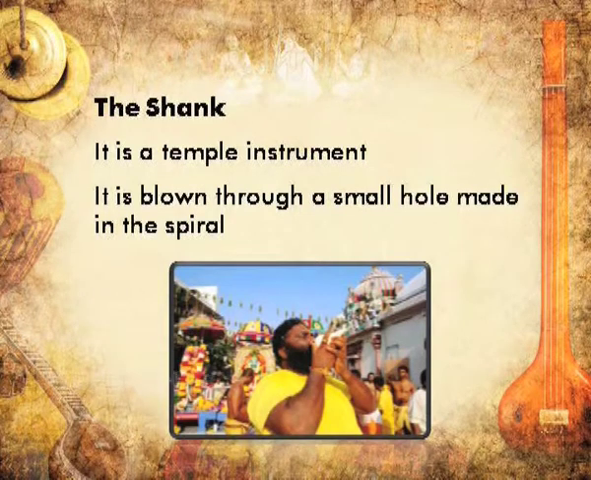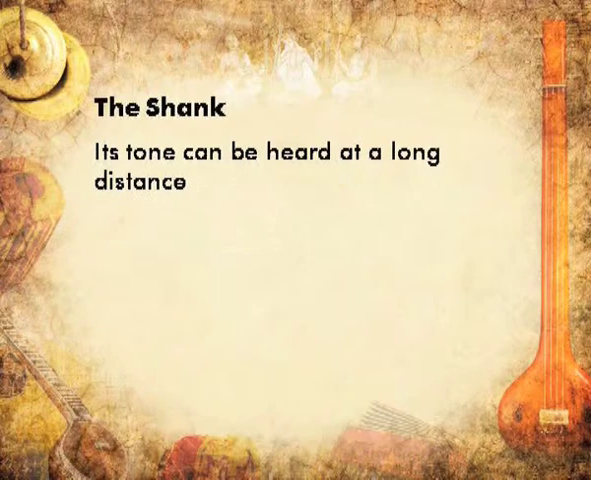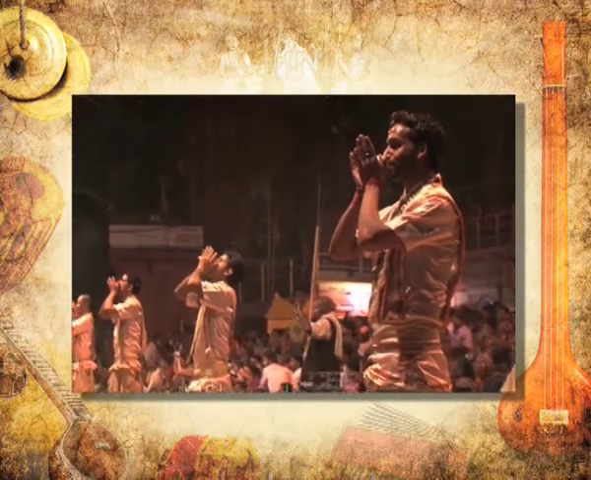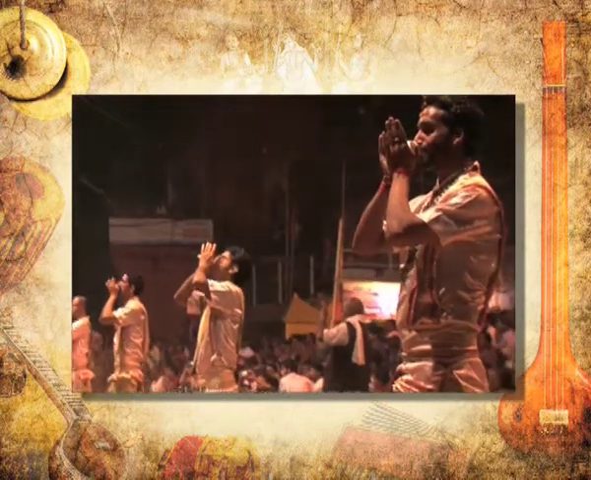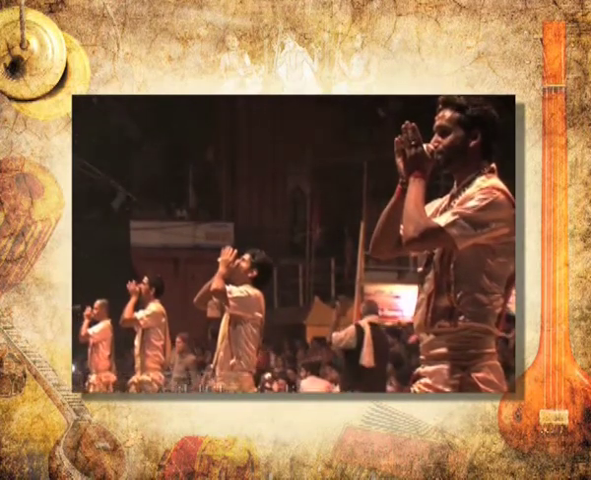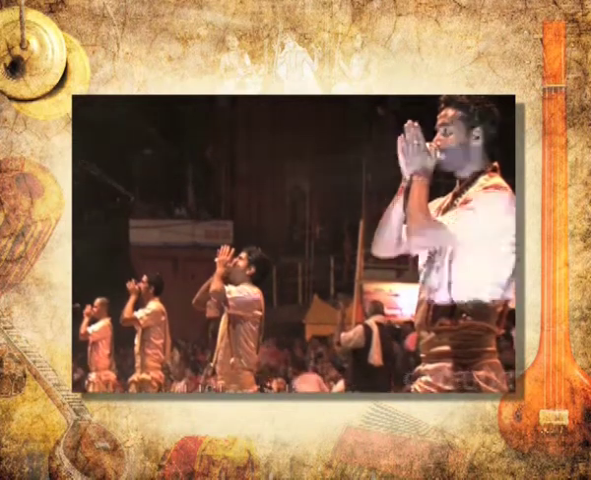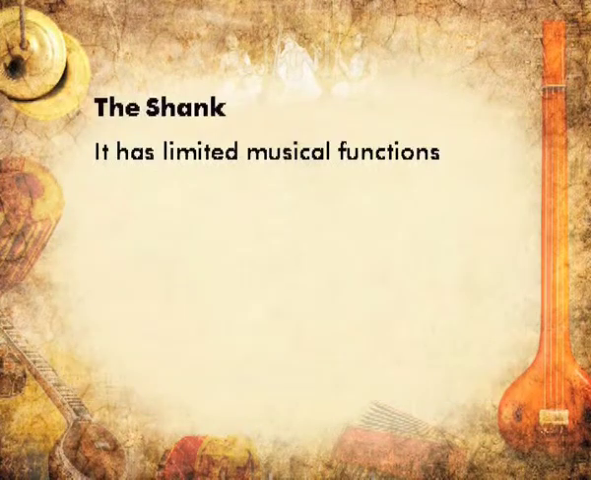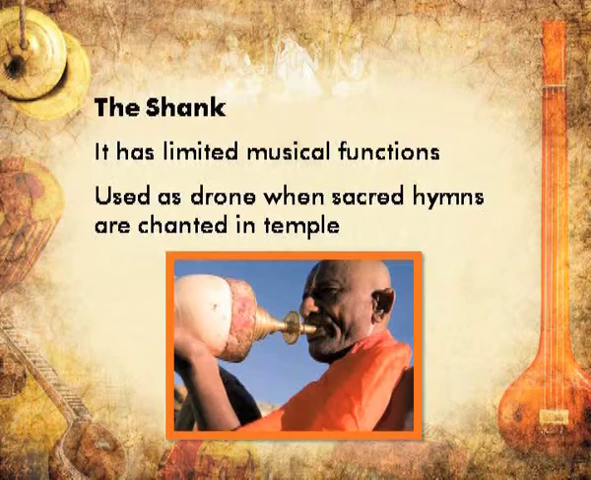This is a shell trumpet. It is blown through a small hole made in a spiral. Its tone has a distinctive quality of its own and can be heard at a long distance. It has limited musical functions and is used as a drone in temple music while the sacred hymns are chanted.